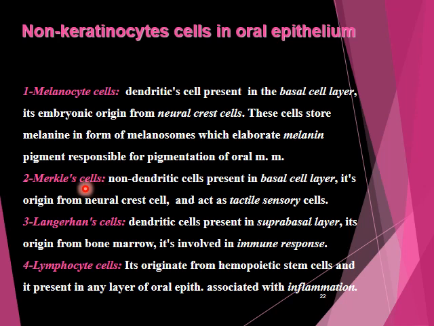Merkel cells are non-dendritic cells present also in the basal cell layer. They originate also from the neural crest cells and act as tactile sensory cells. The third non-keratinocyte cells are Langerhans cells, which are also dendritic cells, present in the suprabasal layer. Their origin is from the bone marrow. They are involved in the immune response. And the fourth non-keratinocyte cell is the lymphocyte. It originates from hematopoietic stem cells and is present in any layer of the oral epithelium, and it is associated with inflammation in the oral cavity.